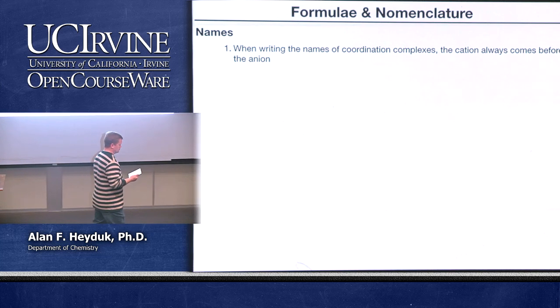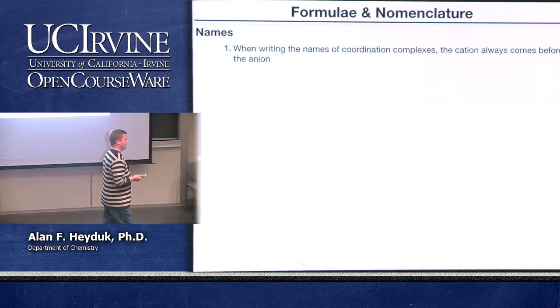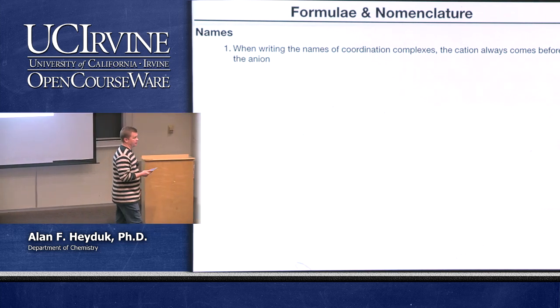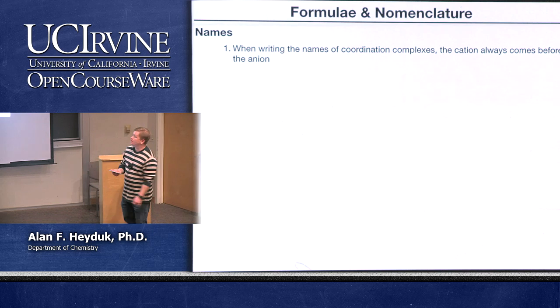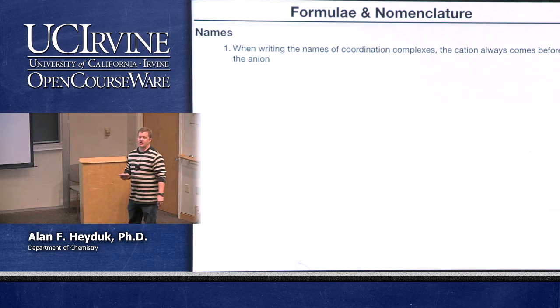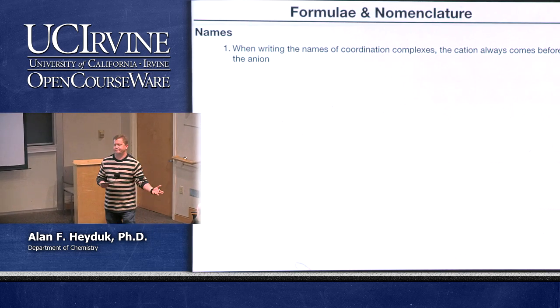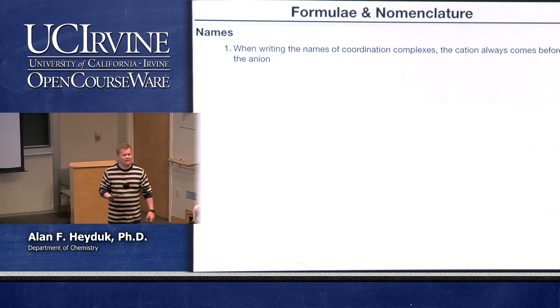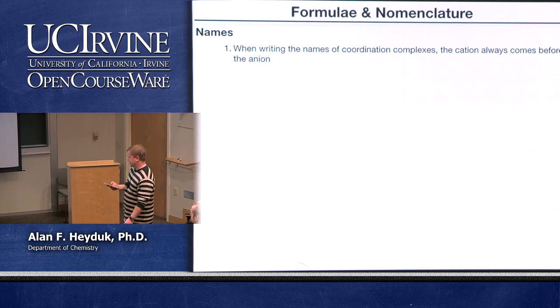So first rule, when you write the name of a coordination complex, the name of the cation always comes before the name of the anion. Okay? We never talk about chloride sodium. Right? I mean, you guys know this, right? It's kind of a silly rule. Cation always comes first.